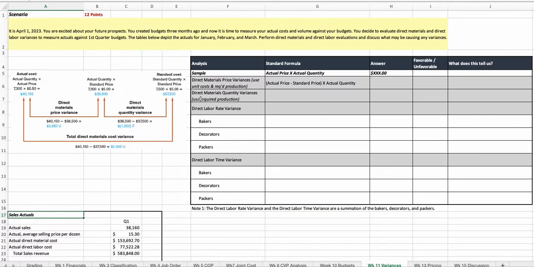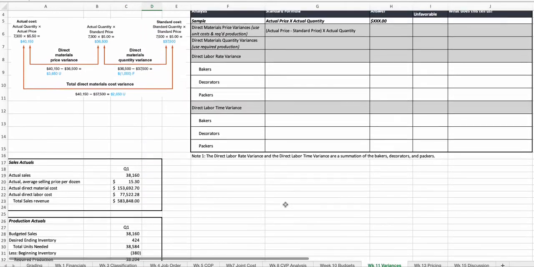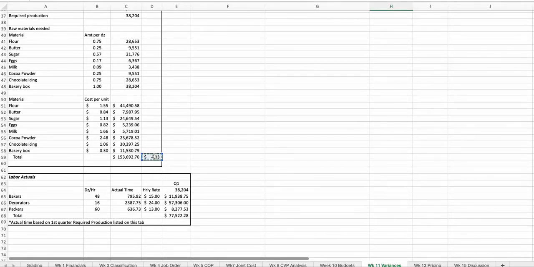Okay, so what is my direct materials price variance? What is the actual price for our direct materials? I'm going to scroll down to the materials actuals, and we're actually going to use the unit cost. So you could use total, but we're going to use that unit cost. And I'm going to link all of my information so that it makes it a little bit easier to track. So again, my equal sign, putting my parentheses in, and I'm going to pick up my unit price. That's my actual. I'm going to subtract my budget price, or I'm sorry, my standard cost.